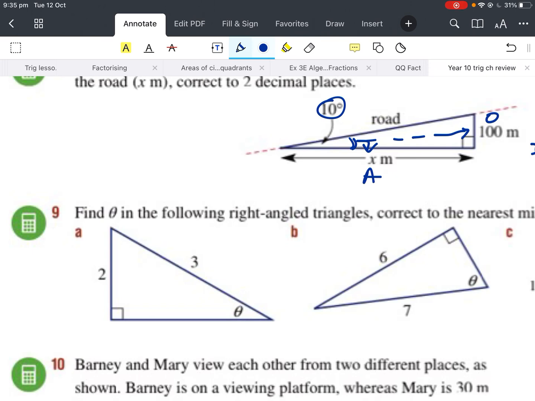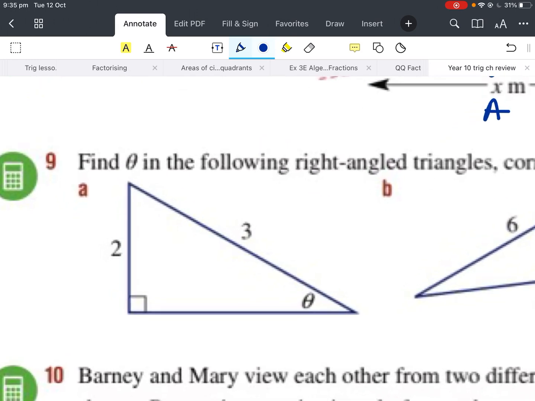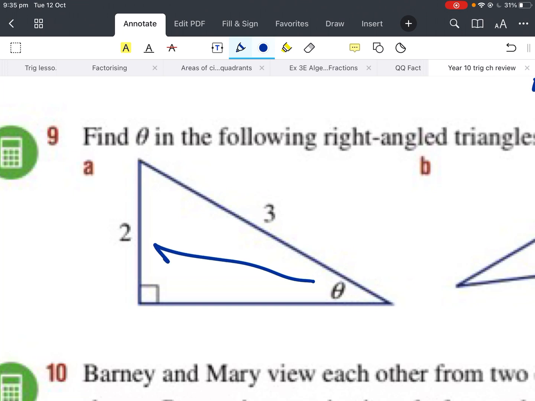Question 9. Now we are finding an angle. Whenever you're finding an angle, you must press shift or second function first. So let's label as normal. Opposite the angle is the opposite side, and opposite the right angle is the hypotenuse. Which one uses O and H? I haven't got a lot of room here, so I'm not going to write it down.